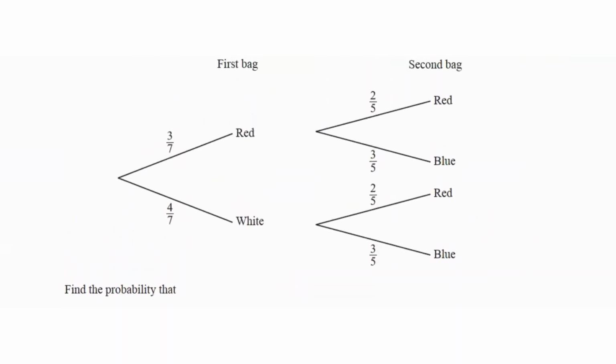Then exactly 1 bead is red. So to make sure that exactly 1 bead is red, we can do this. And then the second bag can have blue. Then we can say first has white and then the second one has red. So as you can see, if we take these two routes, only 1 bead is exactly red. Hence, we will say 3 over 7 times 3 over 5 plus 4 over 7 times 2 over 5.